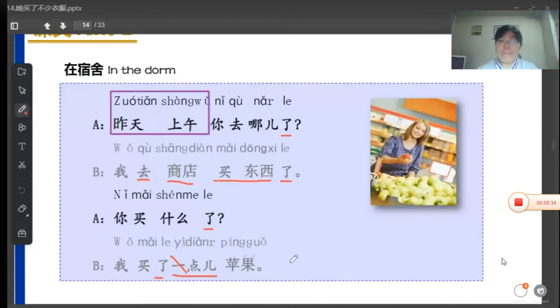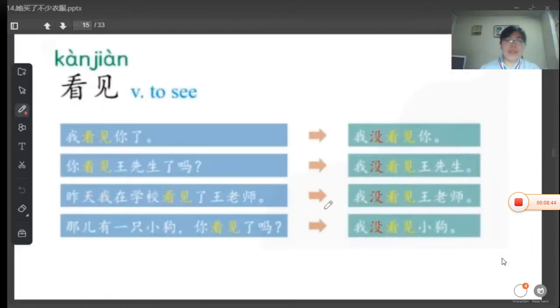Let's go on. Next one. 看见, it's a verb and it means to see. 我看见你了。我，你，these words are very, very easy. Please remember them. 我看见你了。We put le at the end of the sentence to show us the action has already occurred.